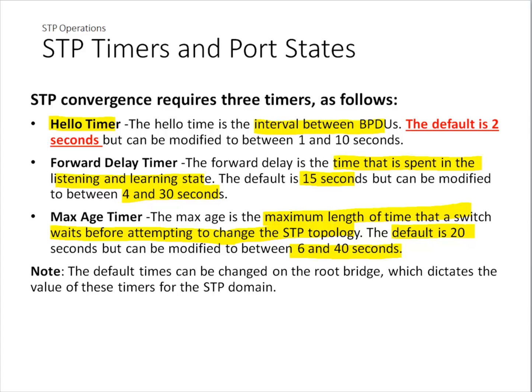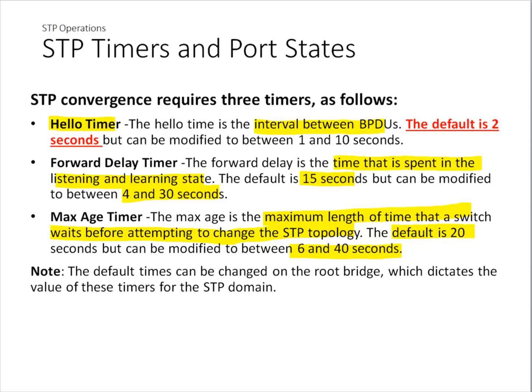The second timer is the forward delay timer. This is the time spent in the listening and learning states. In the next slide we are going to discuss the different port states available. So the time that is spent in the listening and learning state is the forward delay timer. By default it is 15 seconds and it can be modified between 4 and 30 seconds.